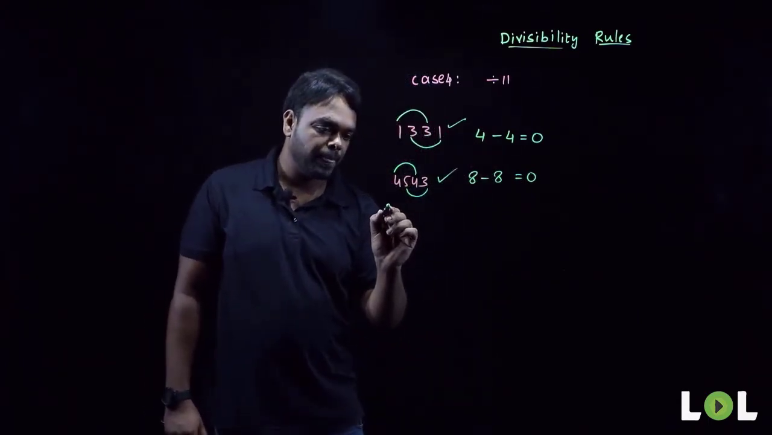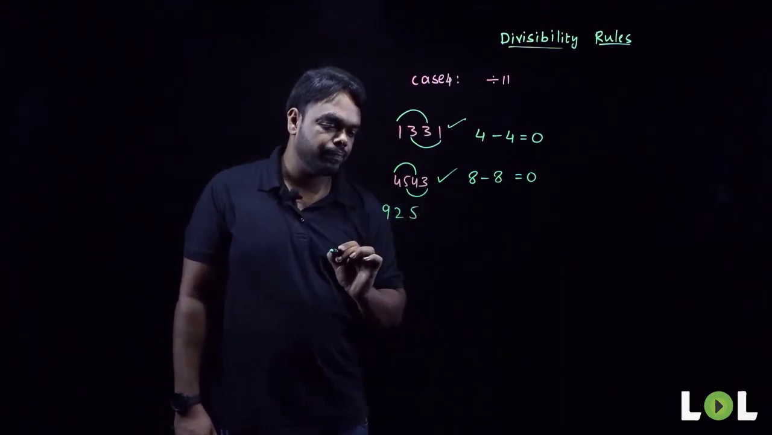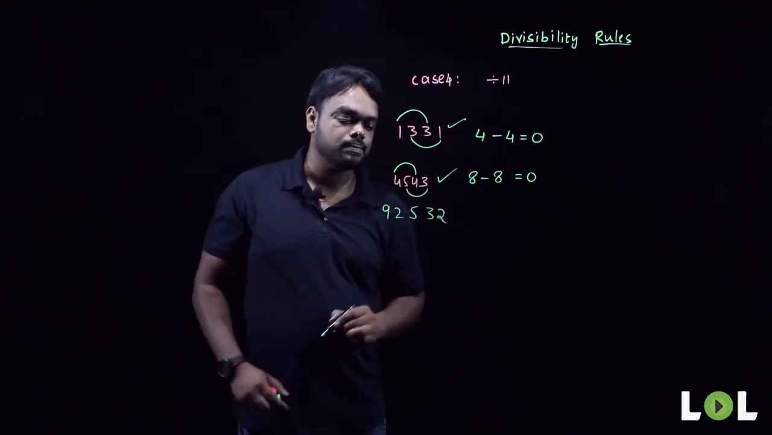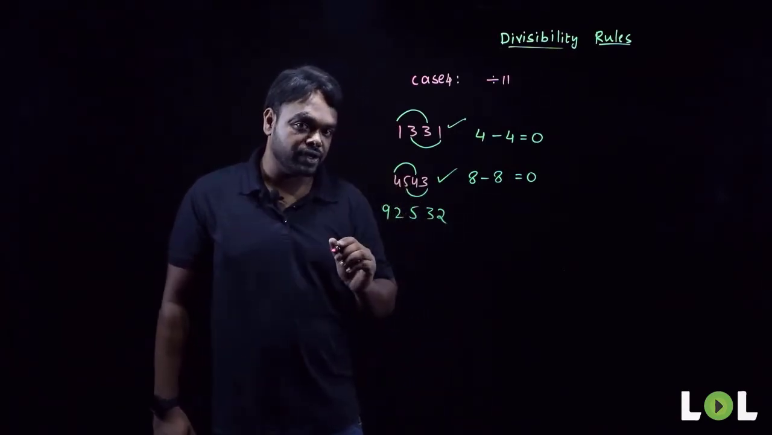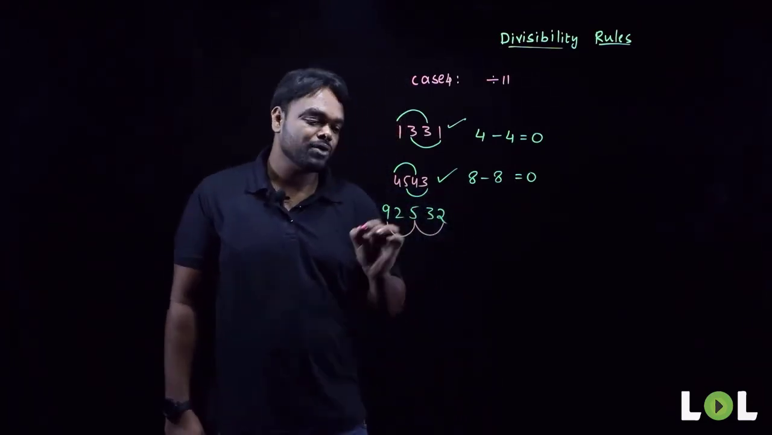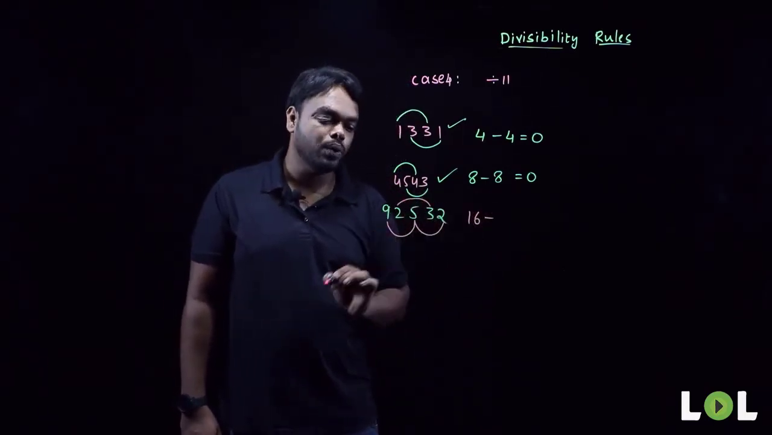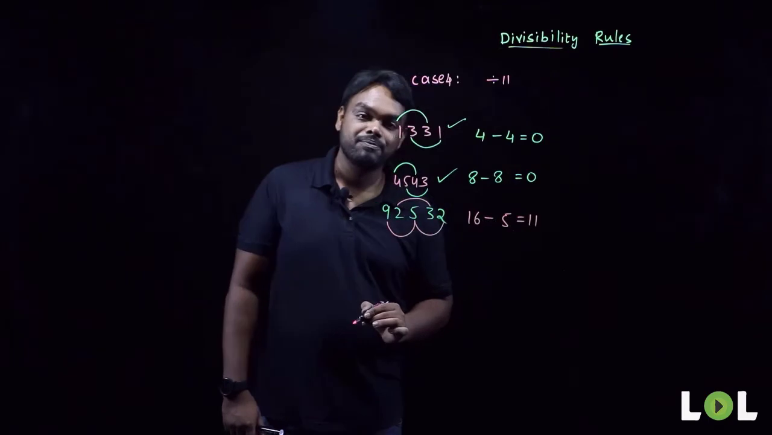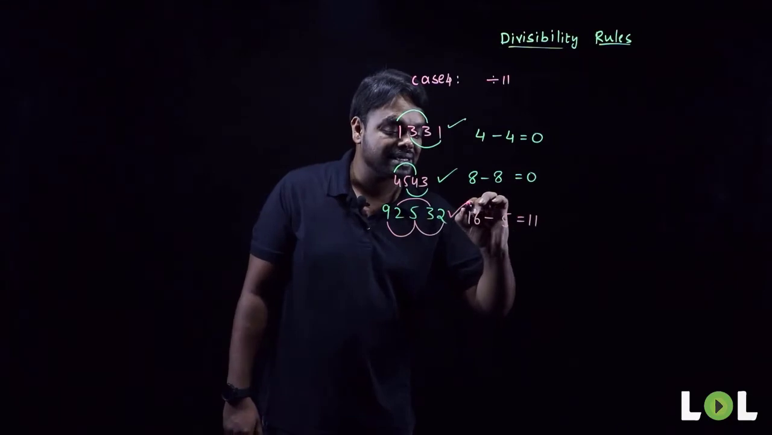Suppose I take, let's say, 9, 2, 5, 3 and I'll add one more 2 here. Let us check whether this number is divisible by 11 or not. First we do the sum of the digits in the odd places. 9 plus 5 plus 2. What is 9 plus 5? 14. 14 plus 2? 16. Minus digits in the even places, 2 and 3. What is the sum of 2 and 3? 5. 16 minus 5? 11. So, as I told you, it can be 0 or any multiple of 11. So even this number is divisible by 11.